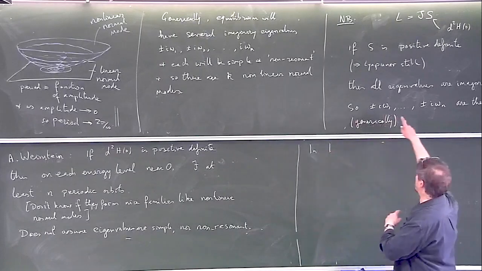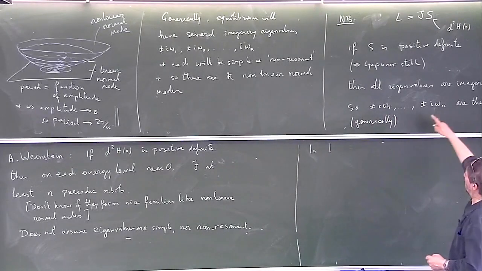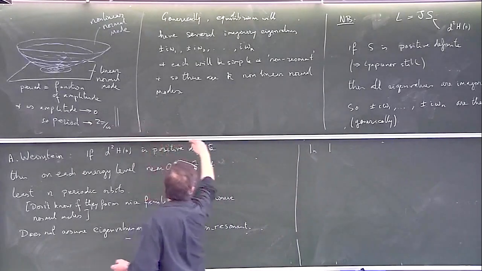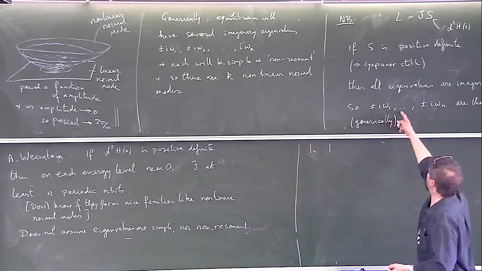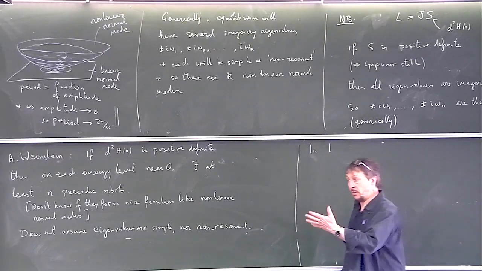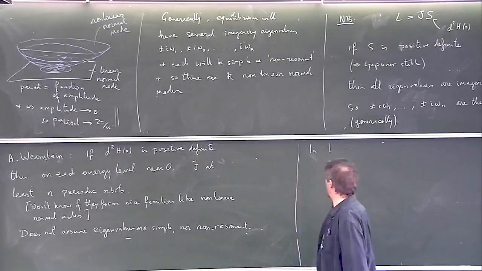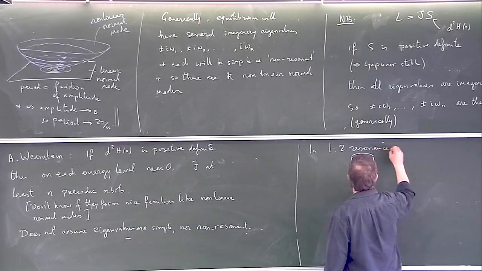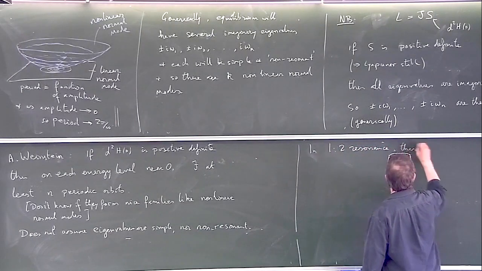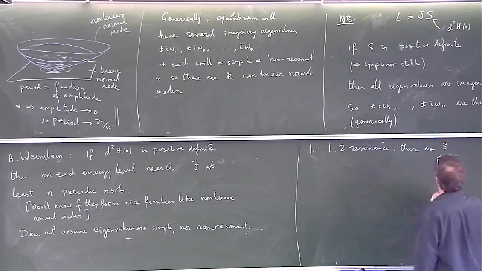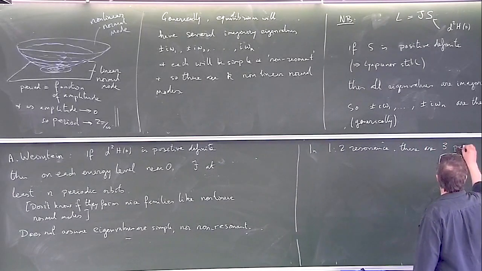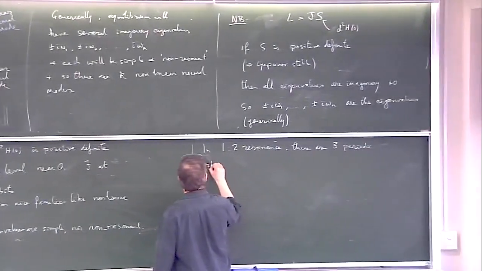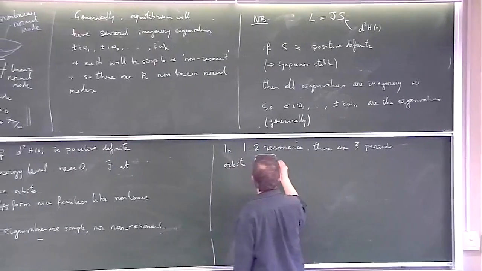And if there's no resonance, then you have precisely n, one for each pair of eigenvalues. So that's what you expect. But in the 1 to 2 resonance, there are 3 periodic orbits.